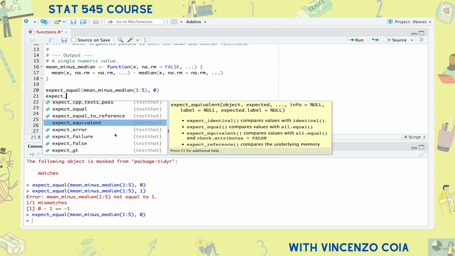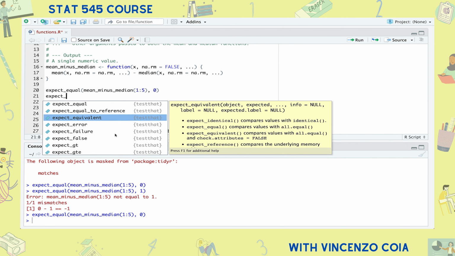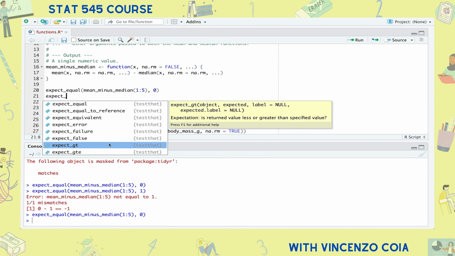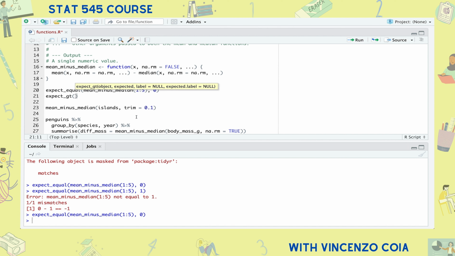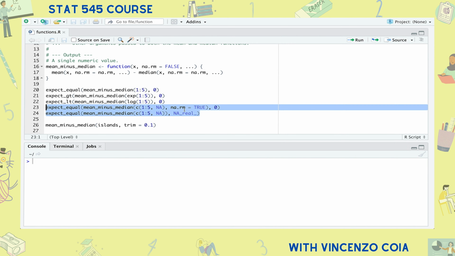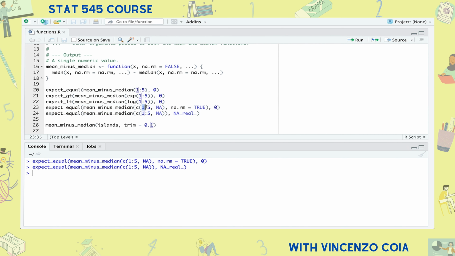This time, I want to test whether another output gives a positive value, so I'll use the expect_gt function for expect greater than. I happen to know that for right-skewed data, the mean is greater than the median. So our function should give us a positive value. It would also be wise to check that the function handles missing values properly, removing missing values in one case and keeping them in another.